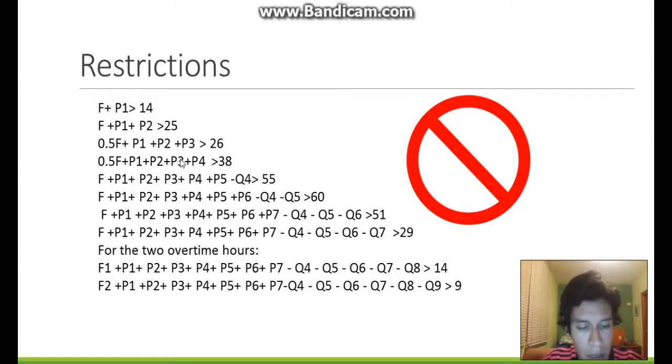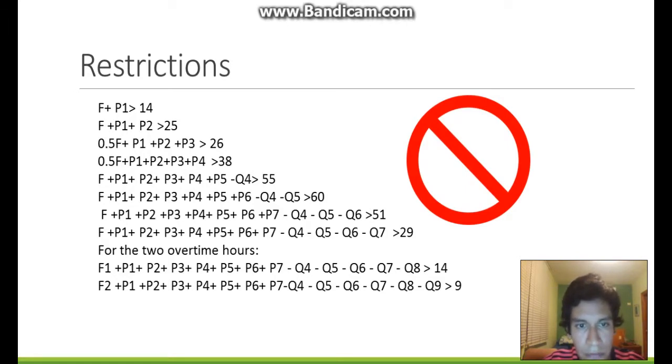At 11 a.m. half of the full-time employees go to lunch. The remaining half go at noon. For those hours, we have the next restrictions. 0.5F plus P1, P2 and P3 must be greater than or equal to 26, and the same here, 0.5F plus P1, P2, P3 and P4 must be greater than or equal to 38.